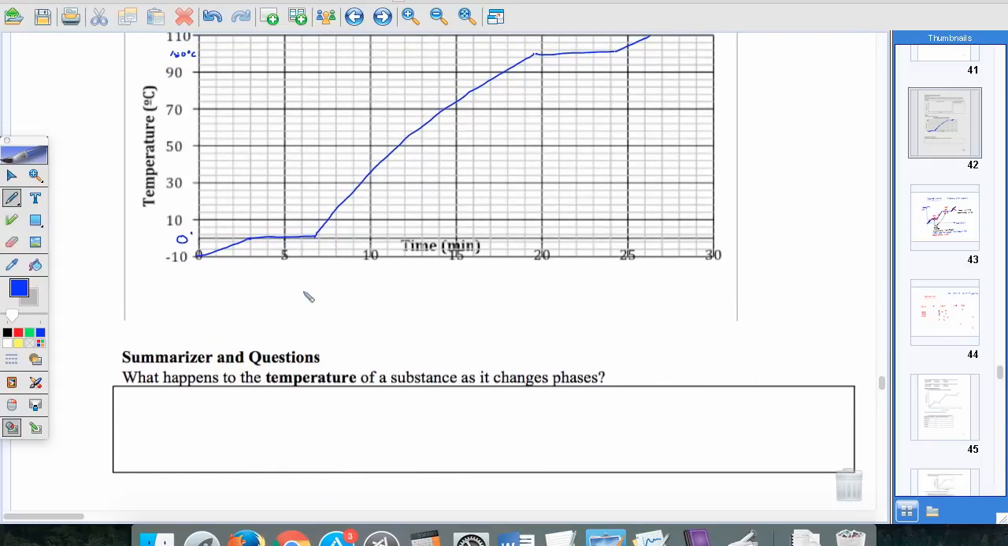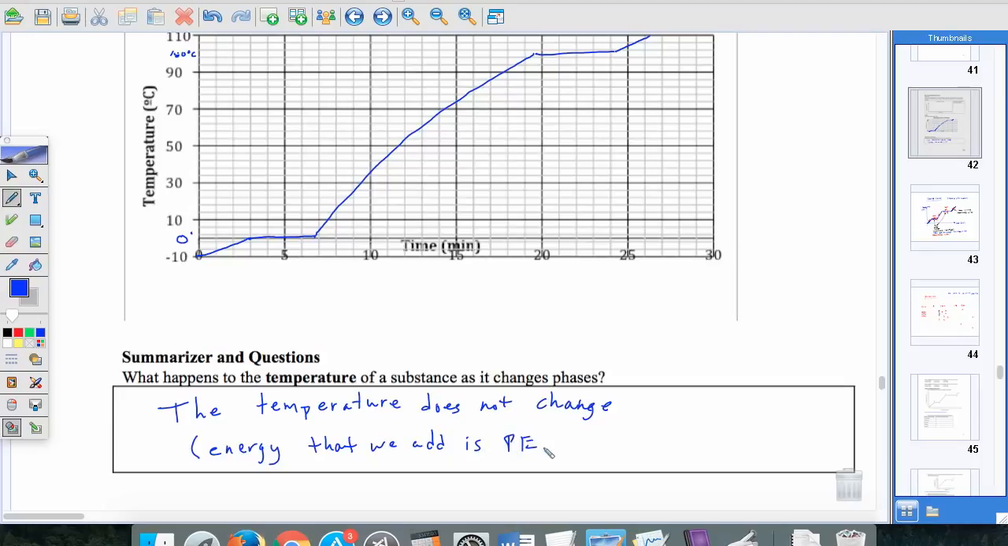So what happens to the temperature of a substance as it changes phases? The temperature stays the same. And again, that's because the energy that we add is potential energy, not kinetic energy. We're adding to the potential energy, not to the temperature and the kinetic energy.